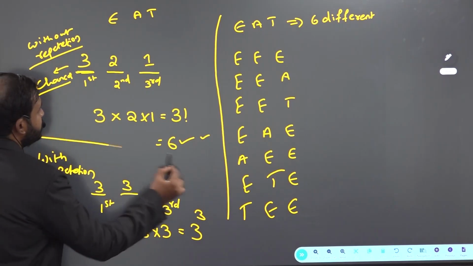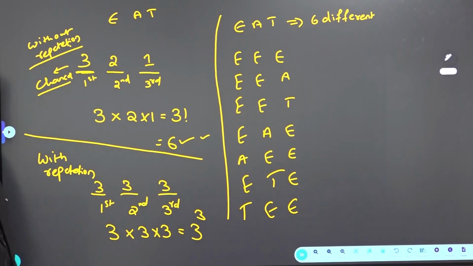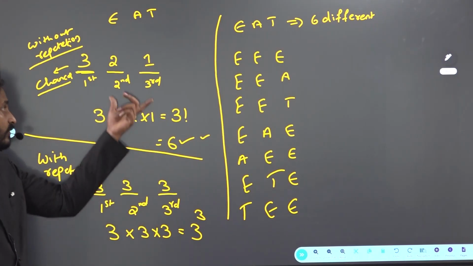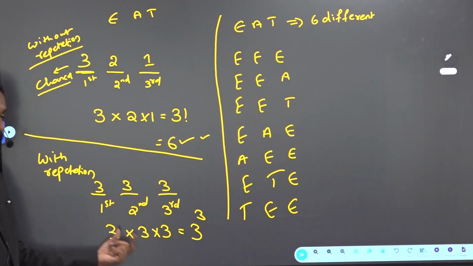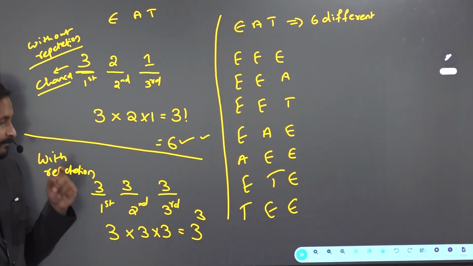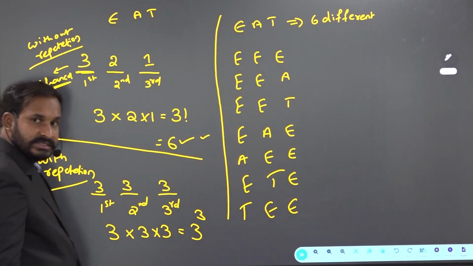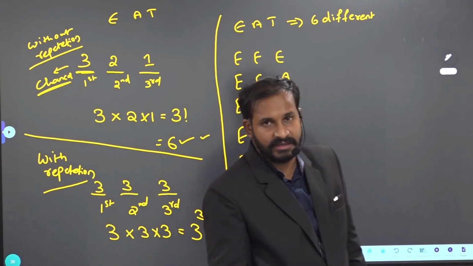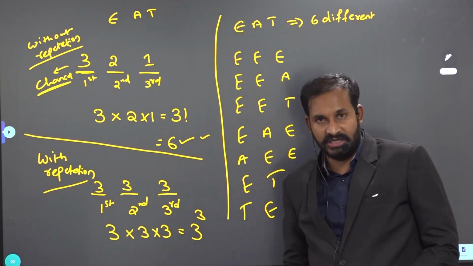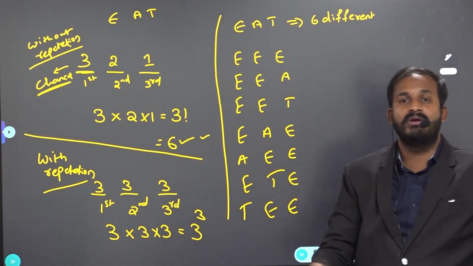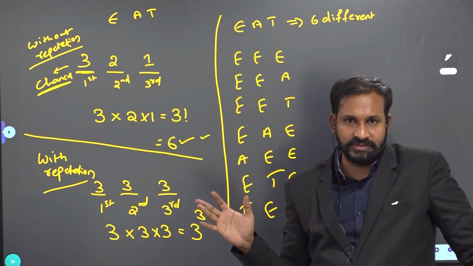So with repetition means what we will take? Directly 3 factorial or 4 factorial, whatever the number of letters. Without repetition means this is the case. With repetition means this is the case. We should understand. So I hope everyone understood these chances. This taking chances is very, very important for us. So try to understand this concept. Now, with this understanding only we are going to solve almost all the problems.